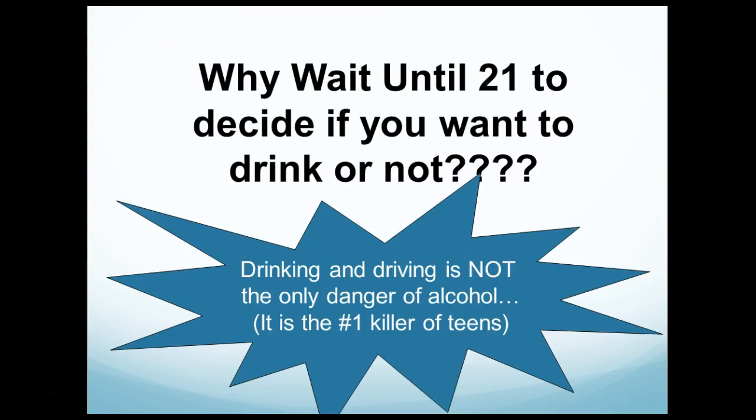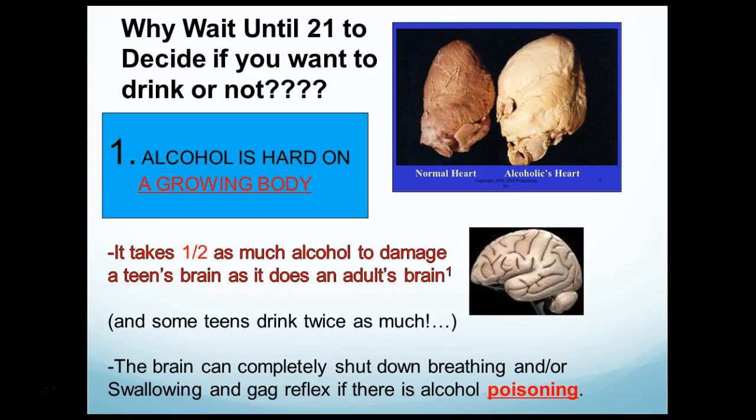So why wait until 21 to decide whether or not you're going to drink? It's more than just drinking and driving, guys. Alcohol is the #1 killer of teens, but not all teens can drink and drive. Alcohol is horrible on the growing body. It takes half as much alcohol to damage a teen's brain as it does an adult's brain. Some teens drink twice as much, 3 times as much as an adult. So just think about what that's doing.